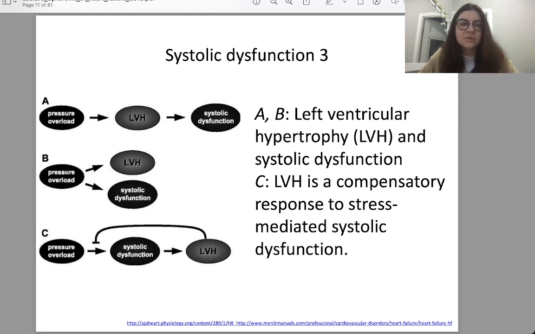Here on this scheme you see in pictures A and B the way left ventricle hypertrophy and systolic dysfunction, through pressure overload, lead to left ventricle hypertension and directly to systolic dysfunction, and finally the left ventricle hypertension leads to systolic dysfunction too. And in picture C, you see that left ventricle hypertrophy is a compensatory response to stress-mediated systolic dysfunction.